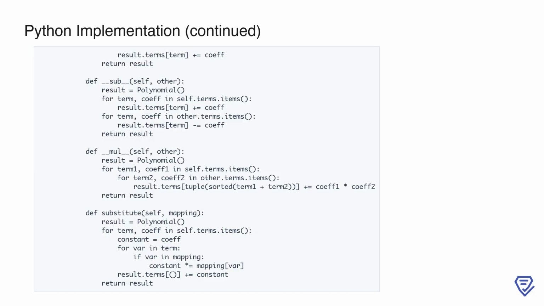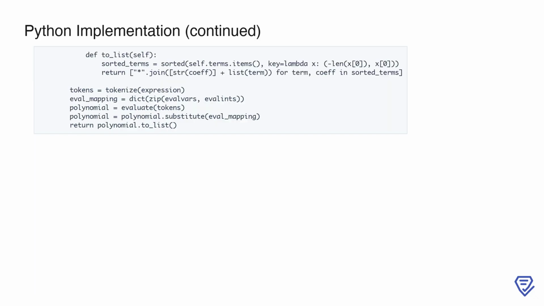Additionally, the substitute method allows replacing variables in the polynomial with specific values provided in a mapping. This is done by iterating through each term, and for each variable in the term, its coefficient is updated based on the mapping. If a variable is not in the mapping, it remains unchanged. The result is a simplified polynomial with constants replacing substituted variables and is returned for further processing.